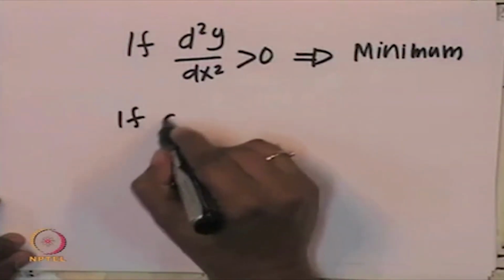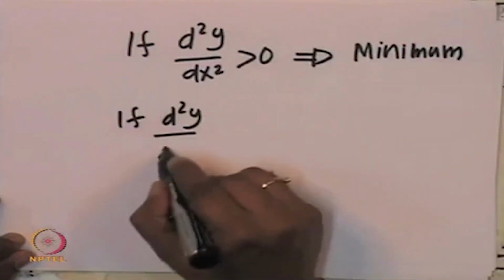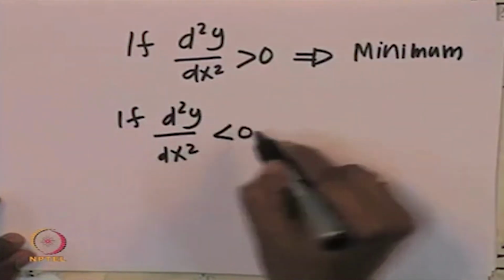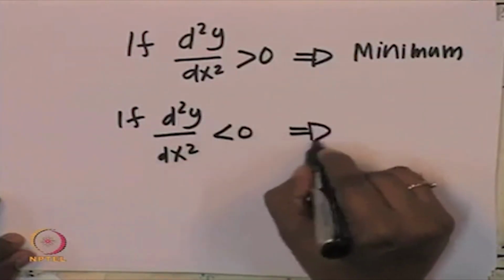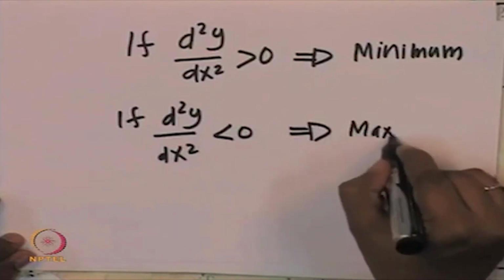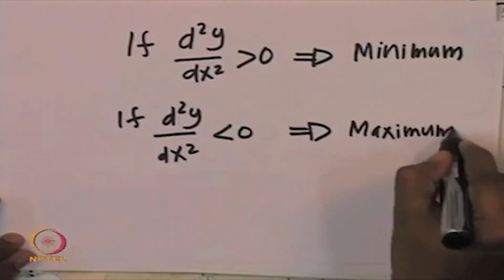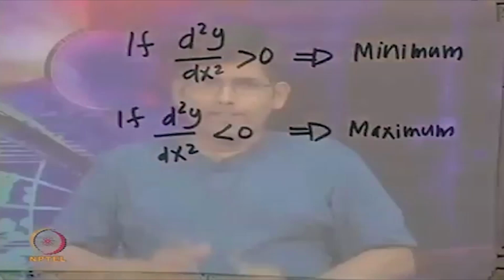If d square y by dx square is less than 0, that implies it's a maximum. So, this is what we learned. Find the first derivative, equal to 0, get the extrema, find the second derivative, evaluate, and by looking at whether it is positive or negative, you get to know whether it is maximum or minimum.